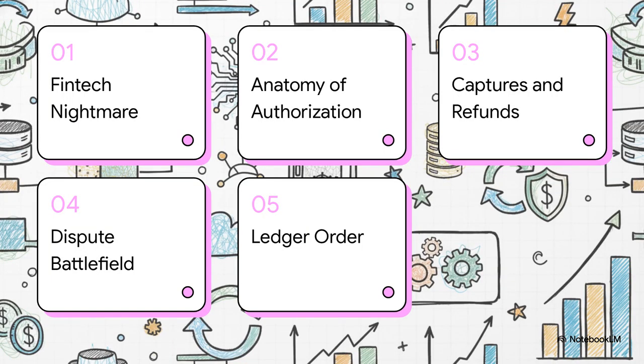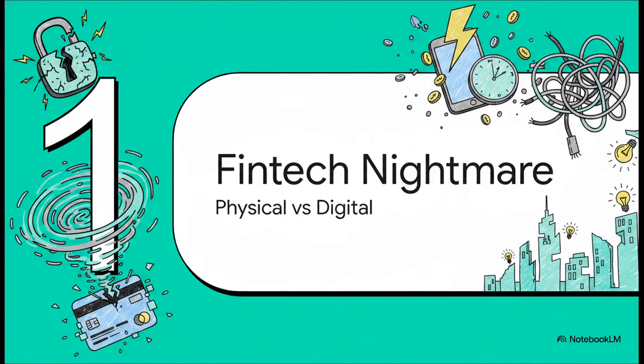Well, to understand how we engineer systems to survive those kinds of edge cases, we're going to walk through the agenda today. We'll start with the fintech nightmare, dissect the anatomy of an authorization, dive into the chaos of captures and refunds, survive the dispute battlefield, and wrap up with ledger order.